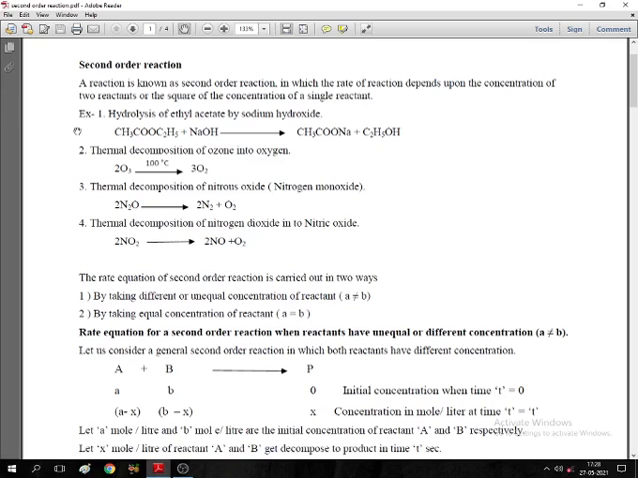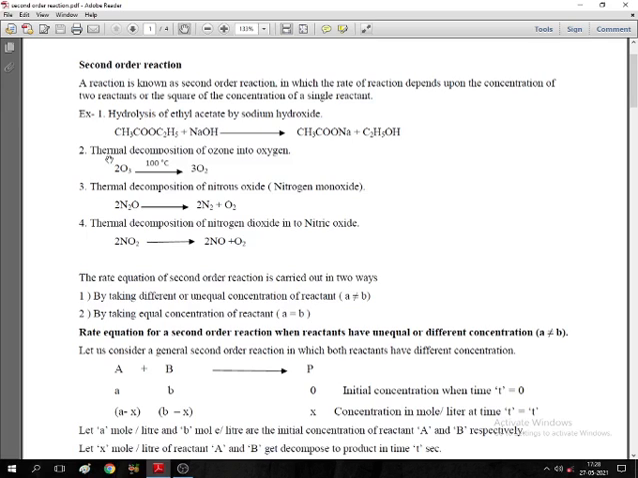Now let us see the example. The first example is the hydrolysis of ethyl acetate by means of sodium hydroxide. When ethyl acetate reacts with sodium hydroxide, there is a formation of sodium acetate and ethyl alcohol. Now the rate of this reaction depends upon the concentration of NaOH as well as the concentration of ethyl acetate. That's why it is a second order reaction.